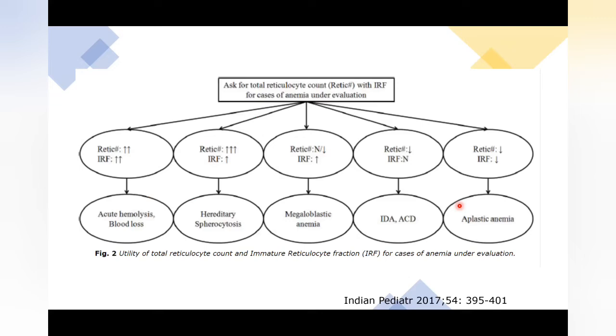So if you look at this algorithm, which was reported in the Indian Pediatrics 2017 journal, they said that if the reticulocyte count is high and IRF is also high, it basically indicates acute hemolysis or blood loss. If your reticulocyte count is very high, IRF is also high, but retic is higher, then you should think of hereditary spherocytosis. But if your reticulocyte count is normal and your IRF is still coming high, then you should think of megaloblastic anemia. Again, if reticulocyte count is low but IRF is normal, then you should start thinking of IDA and ACDs. And if both are low, that is retic is low and IRF is also low, then you should think of aplastic anemia. So this is a very beautiful algorithm which helps you to pinpoint the diagnosis at the Coulter level itself.